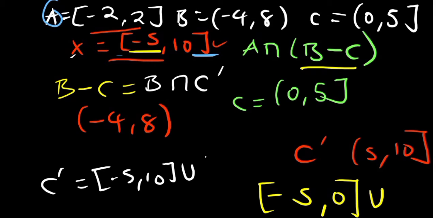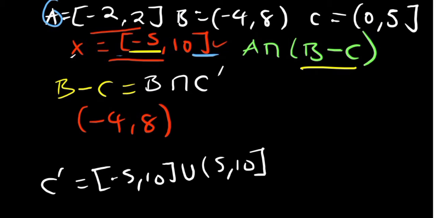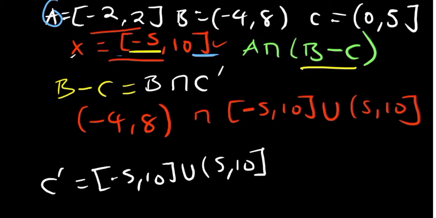Are we together? Okay, so we're on good. So we found our C complements now. Our C complement is basically from -5 all the way up to 10, then union from 5 to 10. So we're trying to find the intersection between these guys.